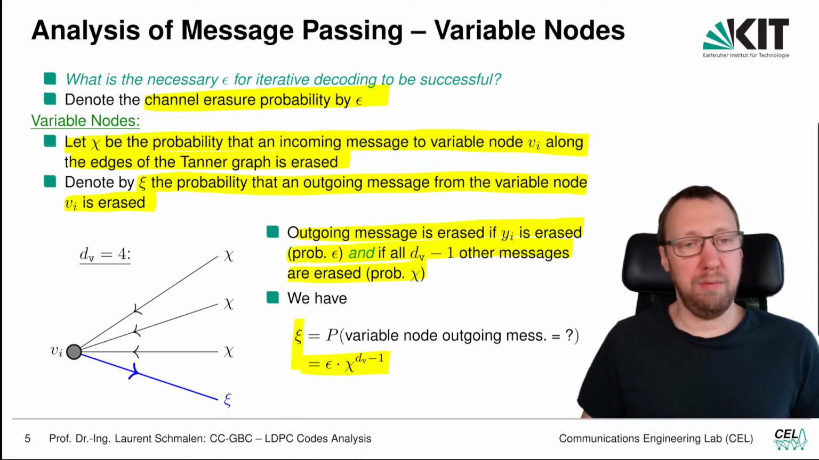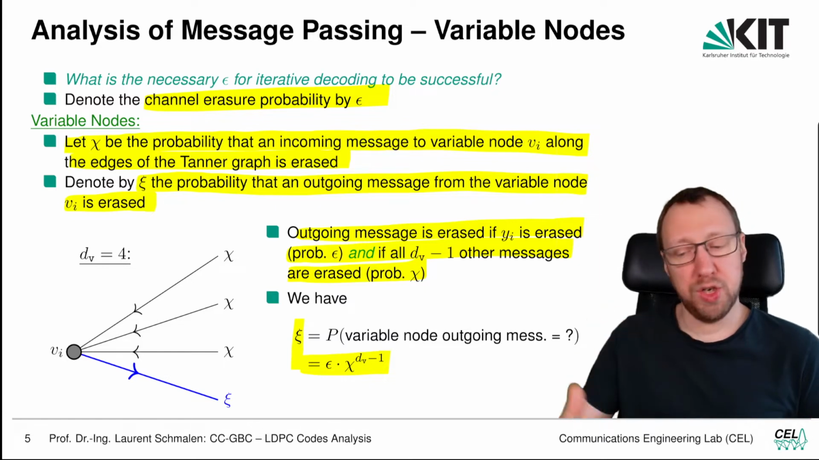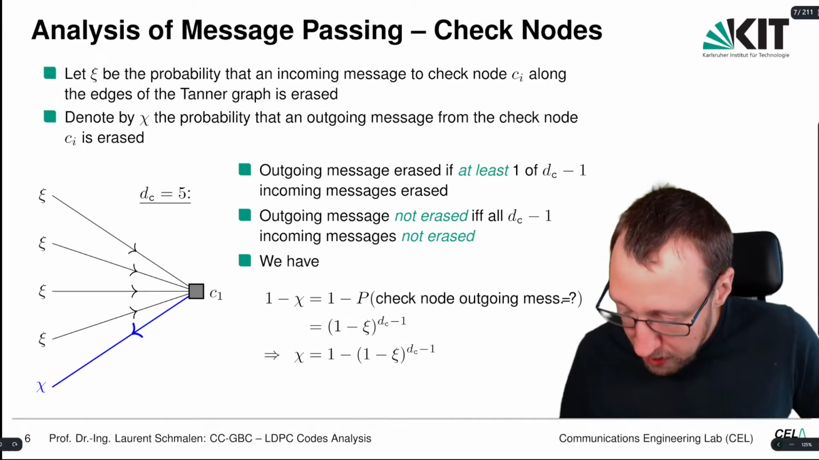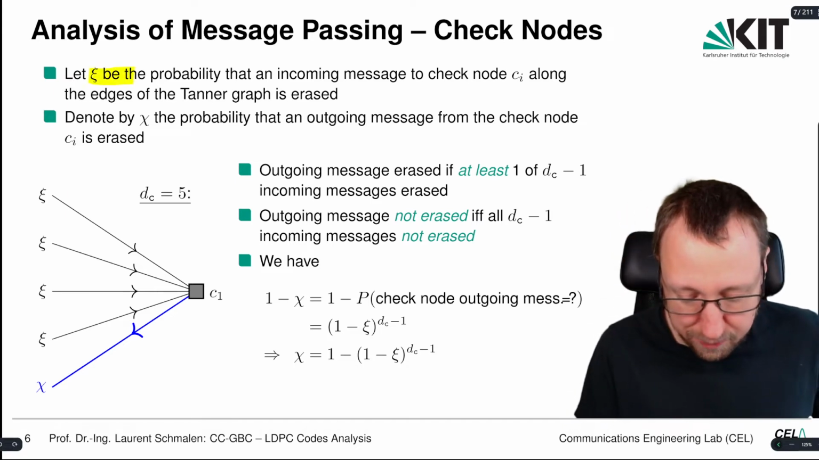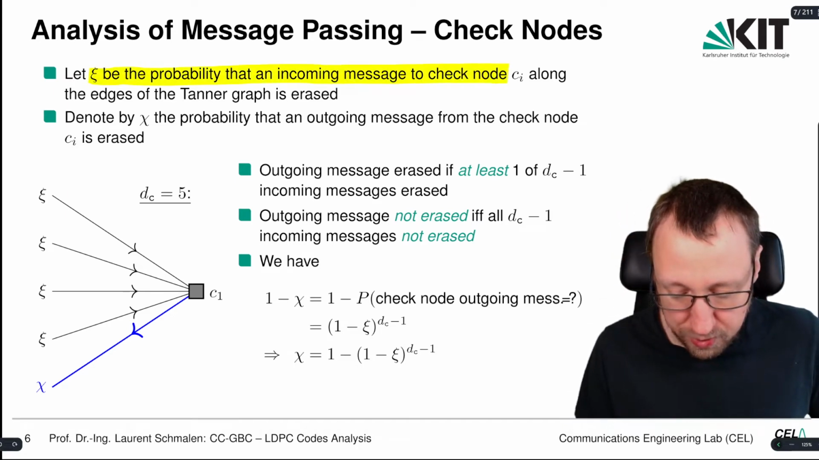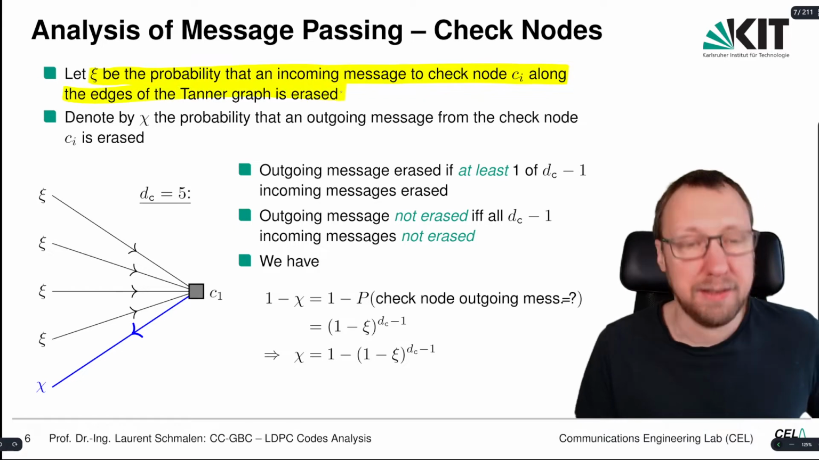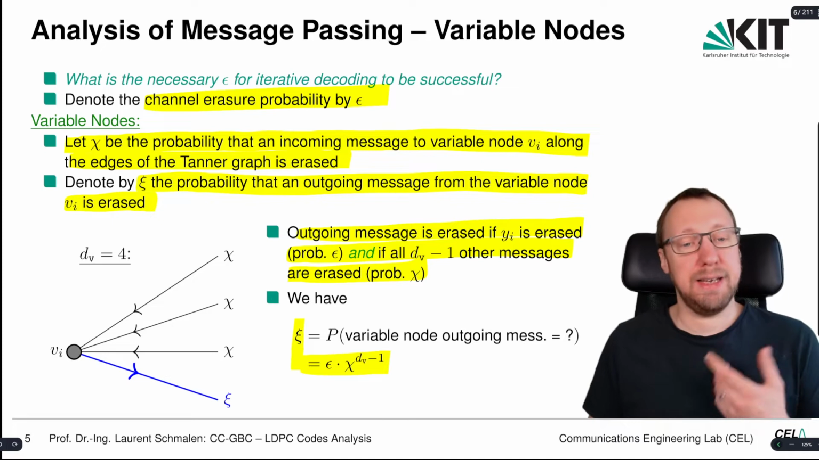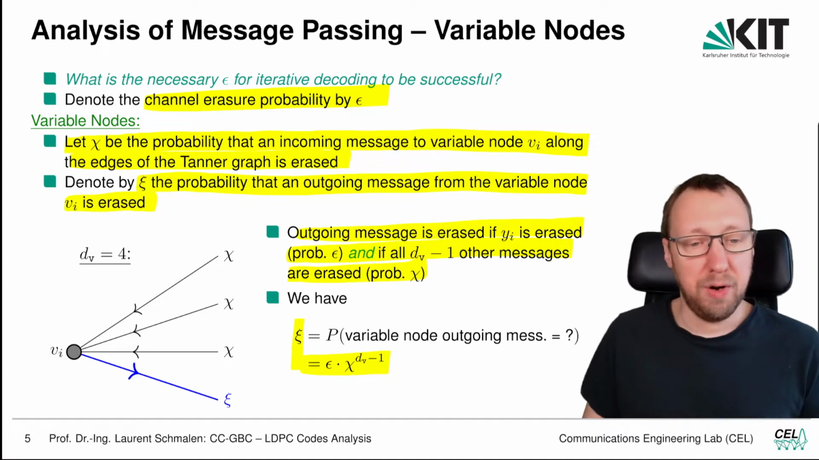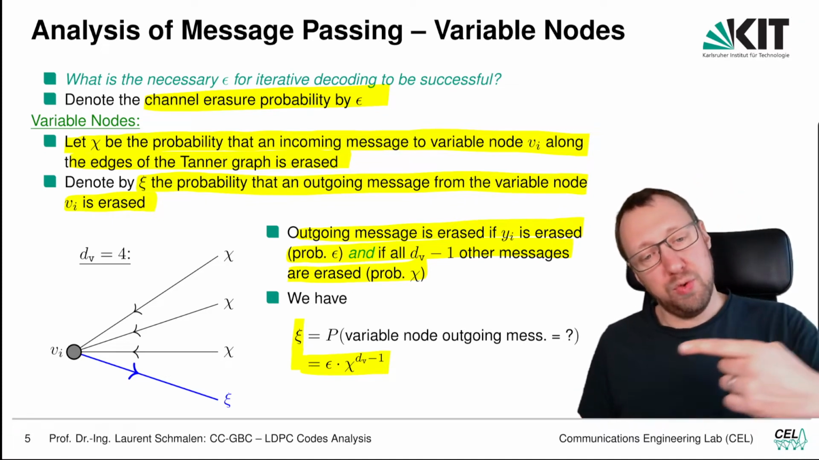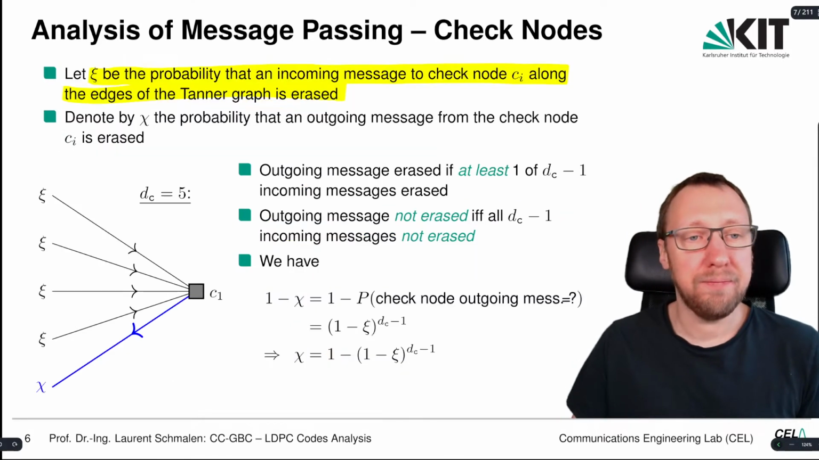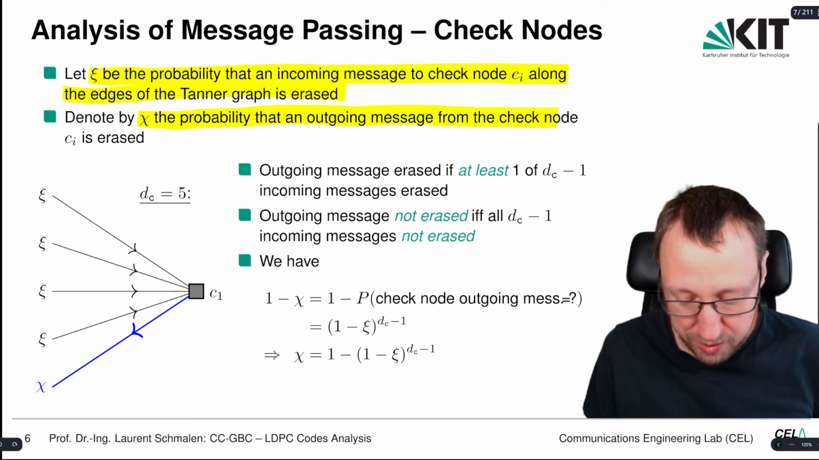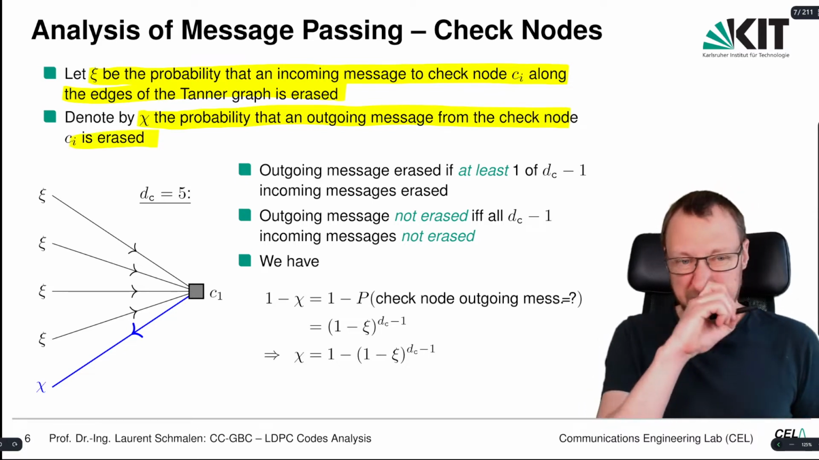That's what we do in the variable. Let's move to the check node. So now we denote xi as the probability that an incoming message to the check node is erased. Because it's coming from the variable node, we have just calculated it. It's coming from the variable node to the check node, we call it xi. And similarly, chi is the probability that the outgoing message from the check node is erased.